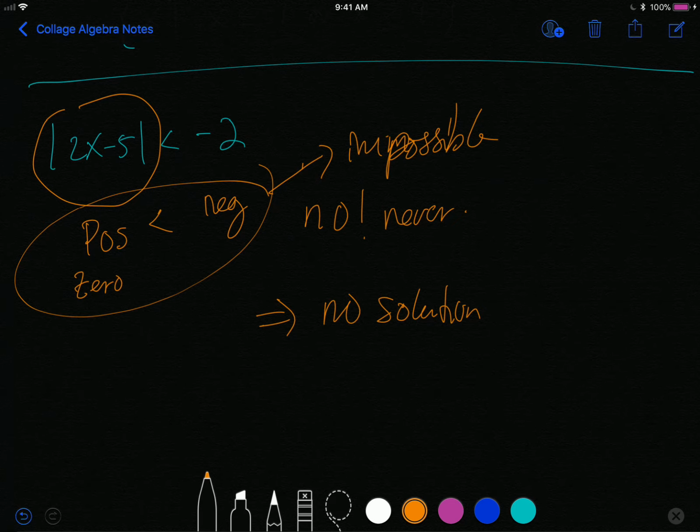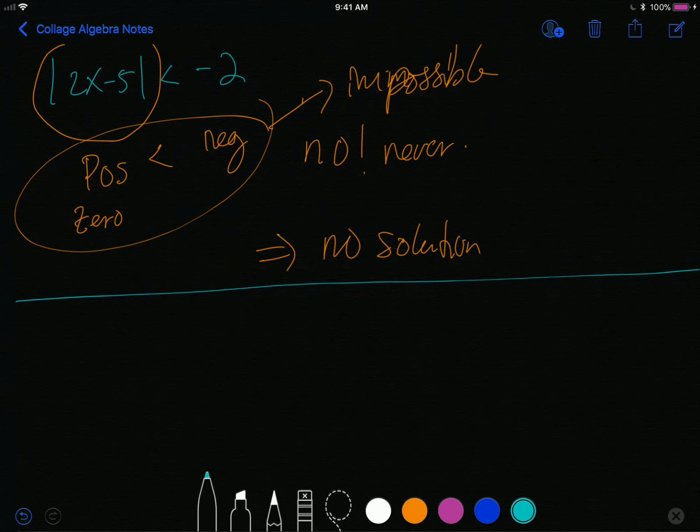On the other hand, if I was to flip the sign, the absolute value of 2x minus 5 is greater than negative 2. Again, you could set it equal to negative 2, work it out, make a sign chart and all that good stuff, but you don't have to.